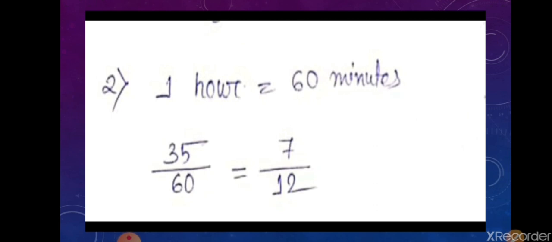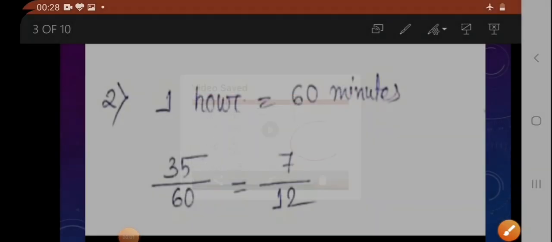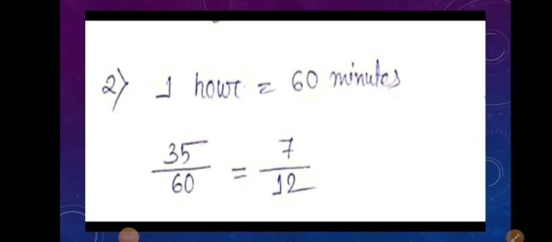Now question number 2. Question number 2 says, what fraction of an hour is 35 minutes? 1 hour is equal to 60 minutes. What fraction of an hour is 35 minutes?